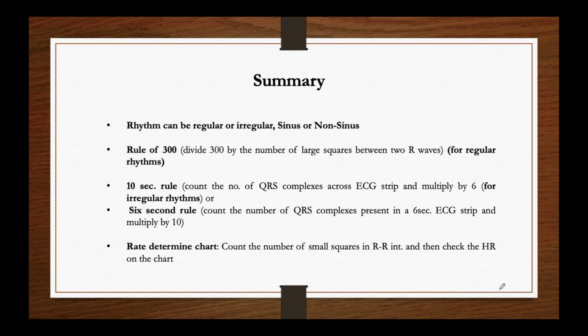And we have the 10-second as well as the 6-second rule, whereby we count the number of QRS complexes which appear on the ECG strip. Then we multiply it by 6 and also by 10 respectively. Then finally, we can use our rate determining chart, whereby we count the number of small squares in an RR interval. Then we go to the chart and look for the heart rate over there. So these are the simple ways that we can calculate the heart rate and also determine the rhythm of an ECG. Thank you very much for your attention.